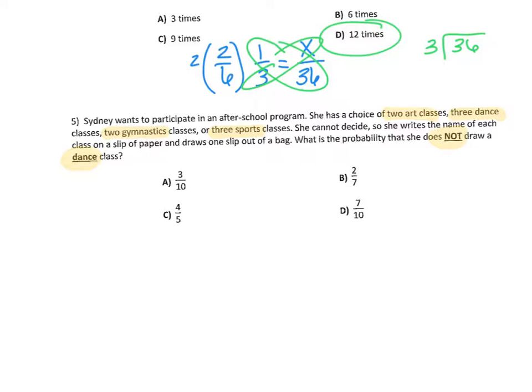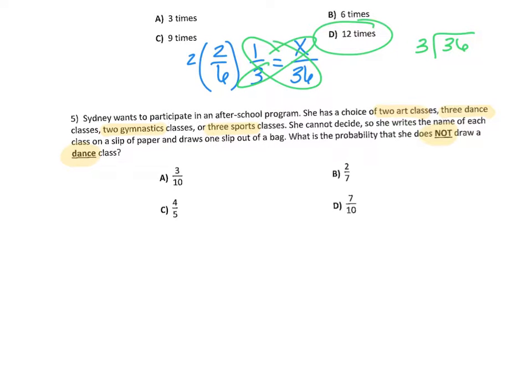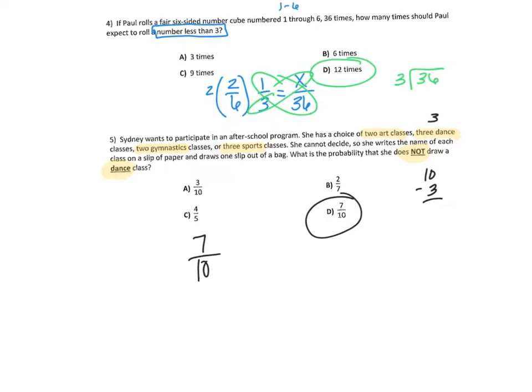So first thing, figure out how many total classes she has. How many is there? She has 10. Good. So 10 total. And now how many dance classes were there? There were 3. So we can subtract 10 minus 3. Good. So 7 over 10, and that's one of our answer choices. So we're good.